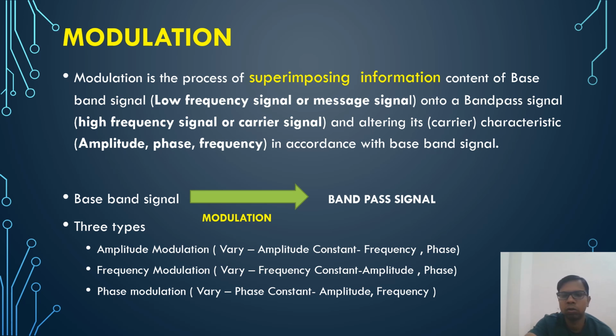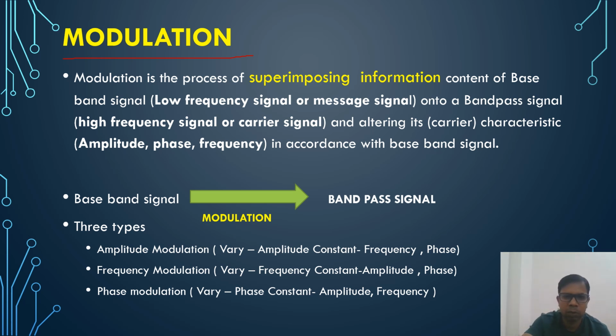Okay, so this is the next slide because the time limit is there, but I know you all know about the baseband signal and bandpass signal. As we clear the modulation index and baseband signal and bandpass signal, now the standard definition of the modulation. So you can read it here. The modulation is the process of superimposing information content of a baseband signal onto a bandpass signal, that is low frequency signal to high frequency signal.